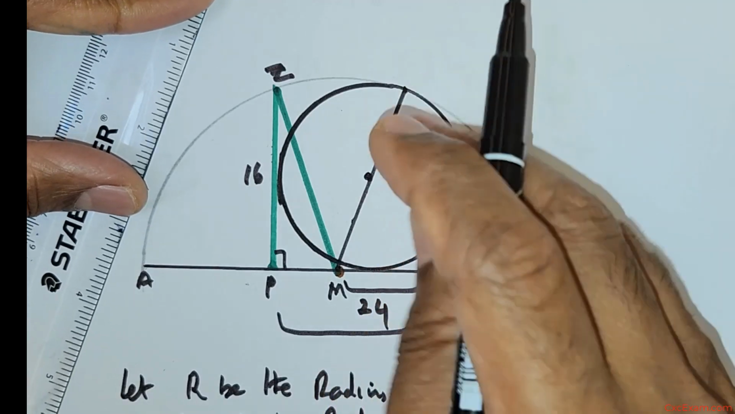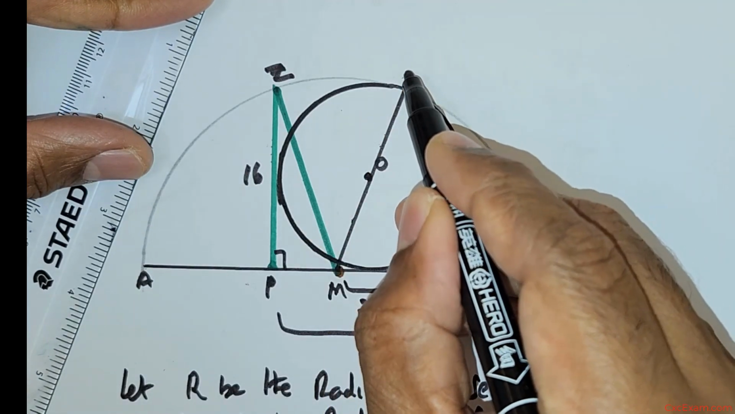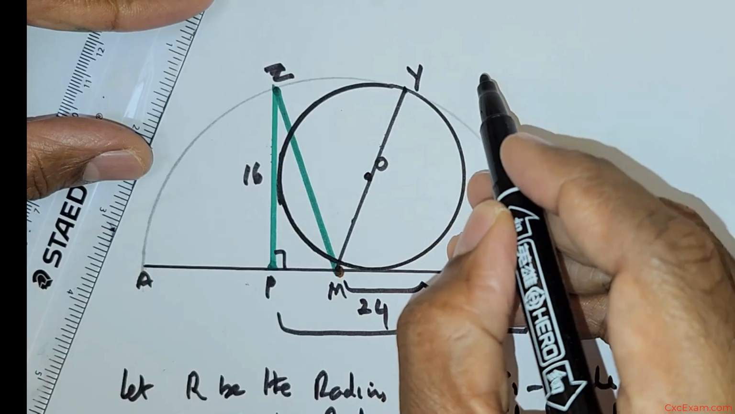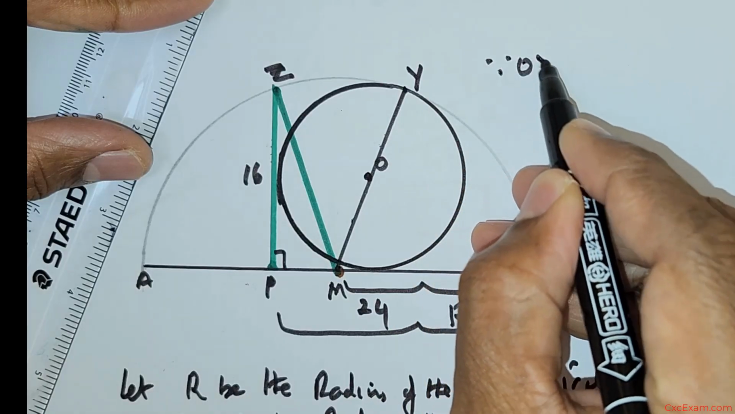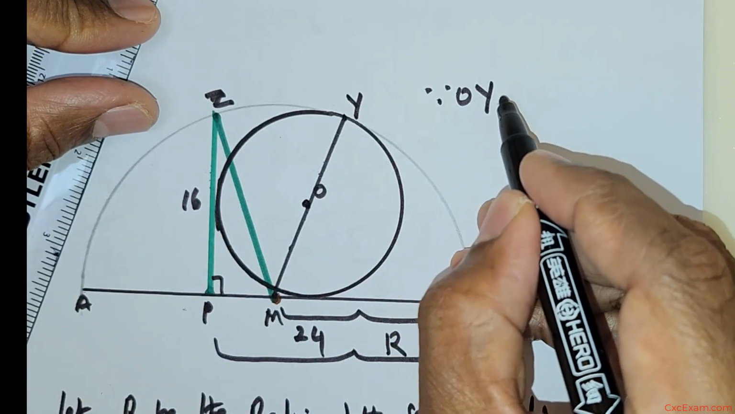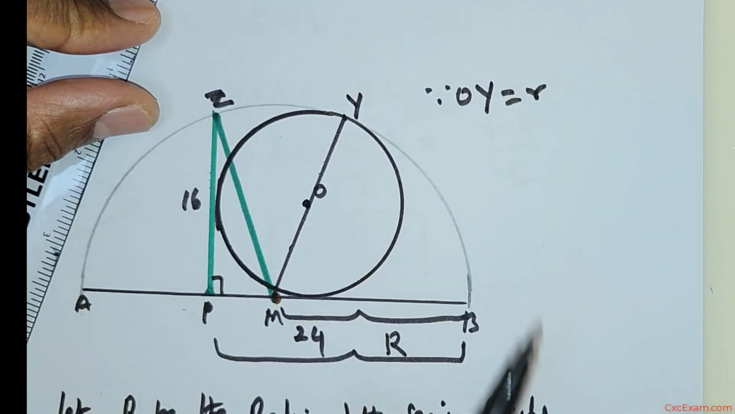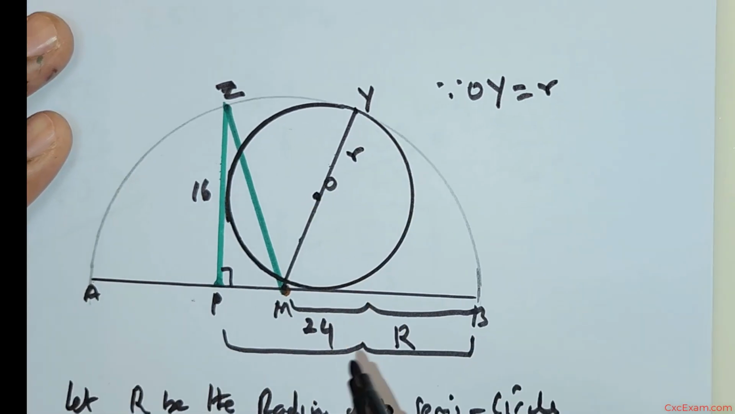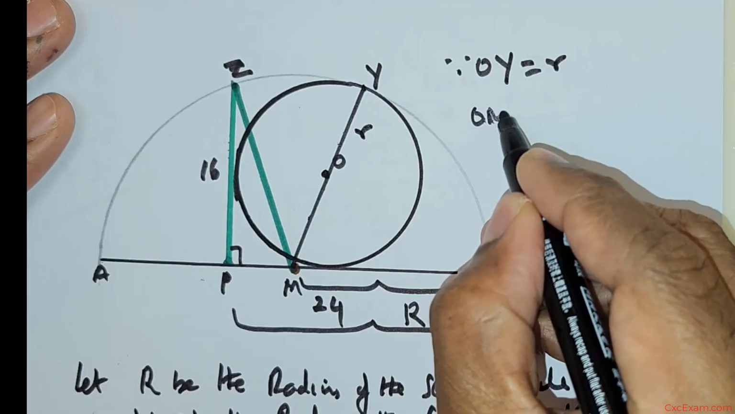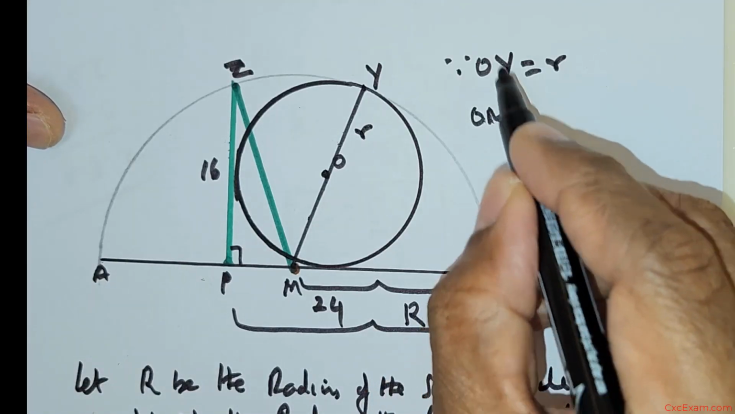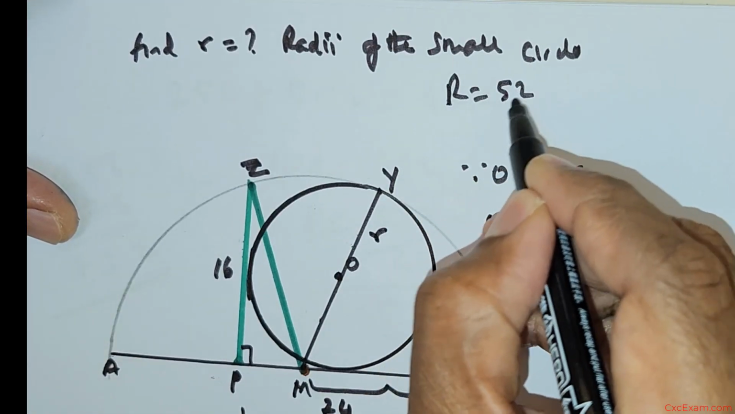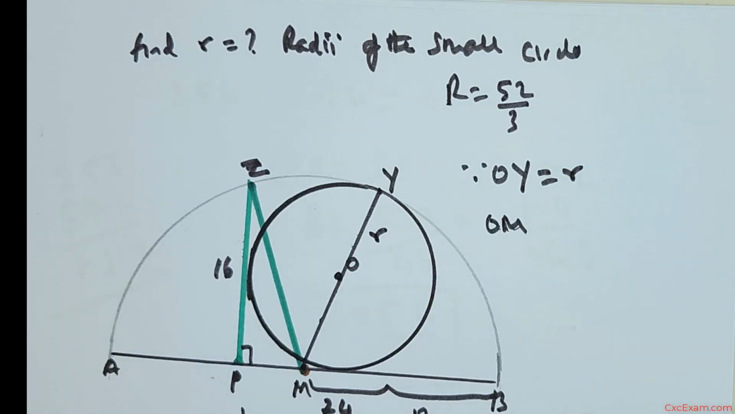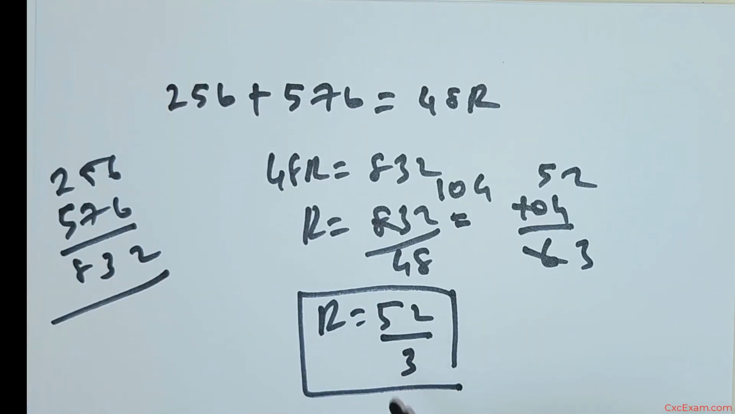Now let me take this point as some Y. Okay. Now OY is r, which is the radii of the small circle. So I can have that. Now what would be OM? Now capital R is 52 divided by 3, is it not? That's the value we got there.